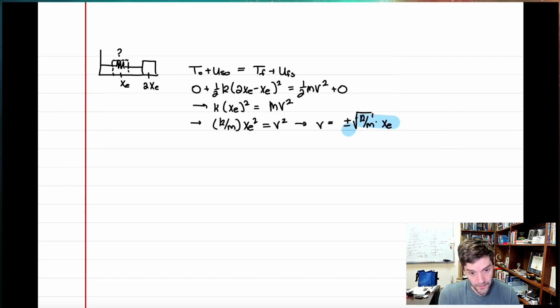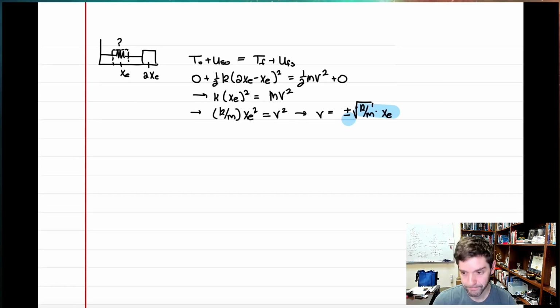But again, energy doesn't tell us that because it's always dealing with scalars. It can never tell us the vector direction when we're dealing with potentials. All right, that's another one.